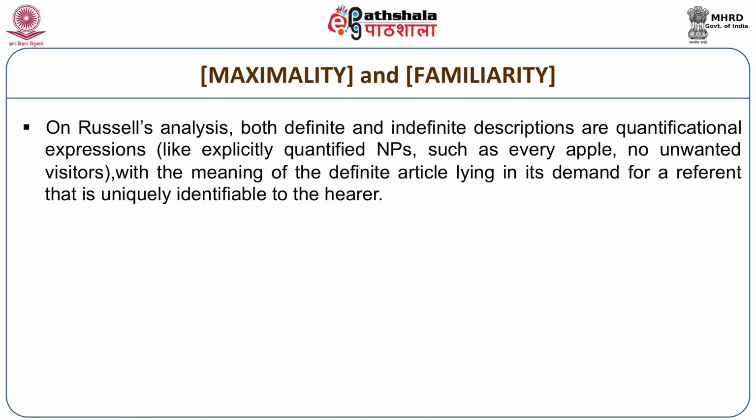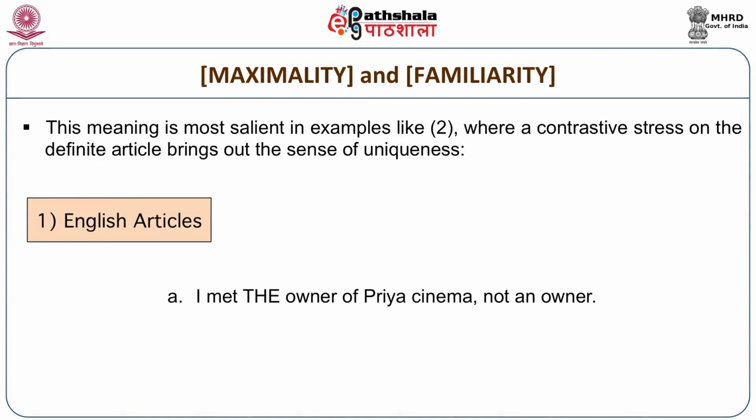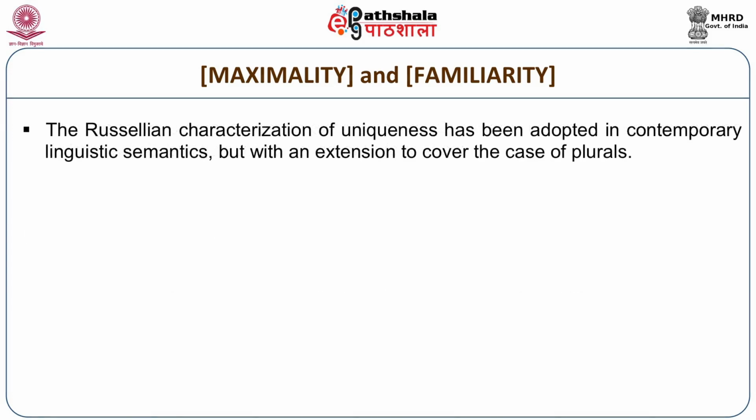The meaning of the definite article lies in its demand for a reference that is uniquely identifiable to the hearer. This meaning is most salient in an example like I met the owner of Priya, not an owner, where the contrast of stress on the definite article brings out the sense of uniqueness. In contemporary linguistic semantics, the Russellian characterization of uniqueness has been adopted by and large, but with an extension to cover the case of plurals.